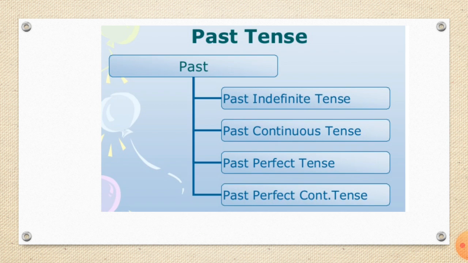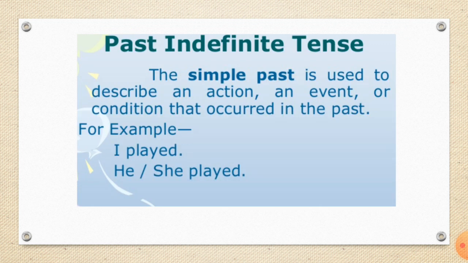Now we will go for past tense. Uses of past tense. We will see when to use the simple past. The simple past is used to describe an action, an event, or condition that occurred in the past. Okay, an action that ended in the past. For example, I played. He published a book yesterday.